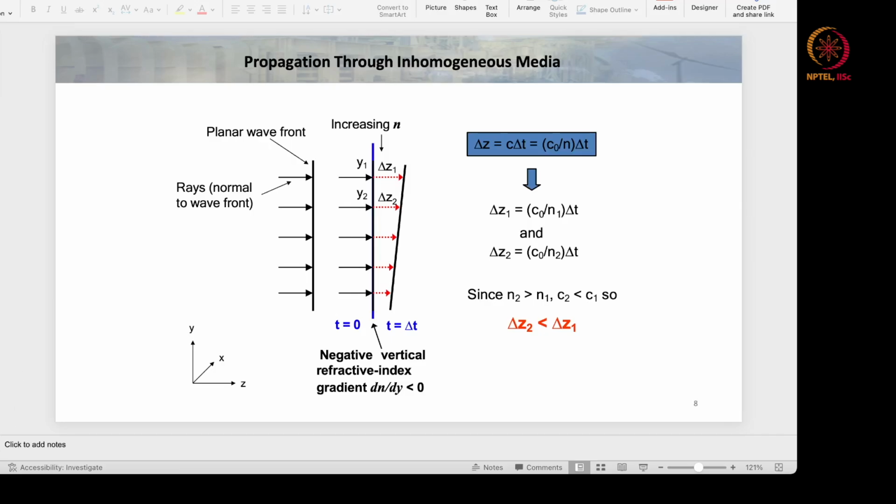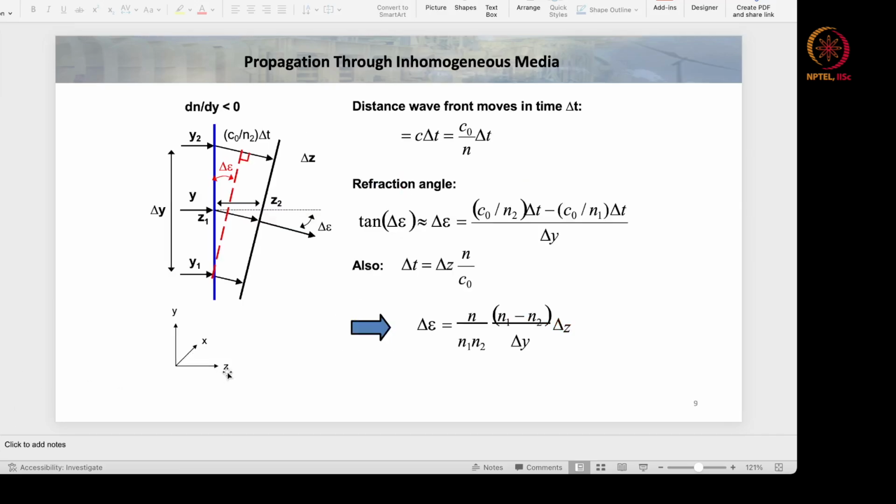All right. So next, now if you consider the same scenario, you will see this is a highly exaggerated view. Remember, the actual change is not that much. Again, we say that the refractive index gradient is less than 0, so it's a negative gradient. That means the refractive index is increasing with decreasing y. Again, look at this, this is y2, this is y1.